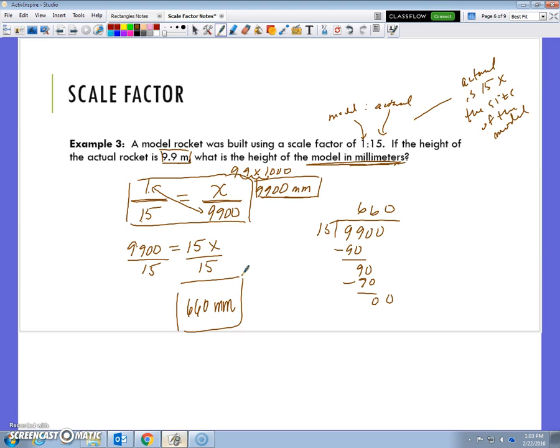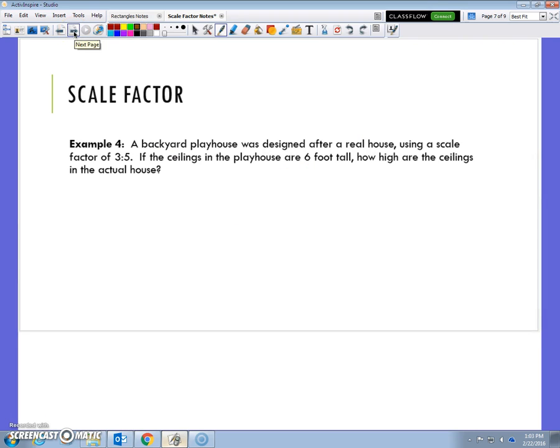All right, so let's take a look at another one here. It says a backyard playhouse was designed after a real house using a scale factor of 3 to 5. Okay, that's my scale factor, meaning for every 3 inches, it's 5 inches on the real thing. For every 3 feet, it's 5 feet, depending on what our units are. In this case, it says if the ceilings of the playhouse are 6 feet tall, how high are the ceilings in the actual house?